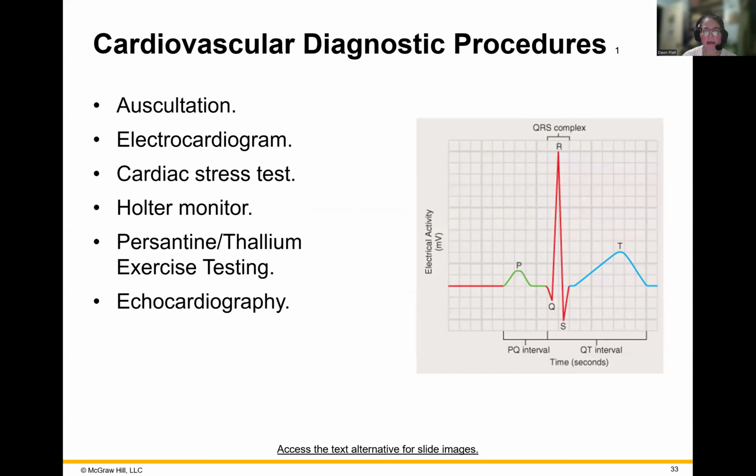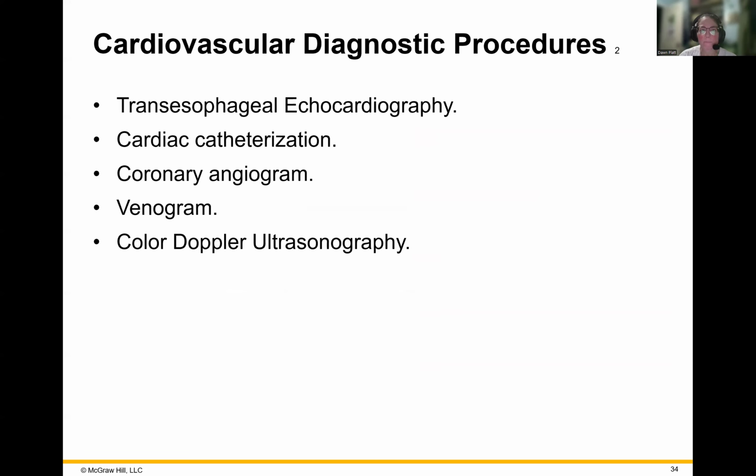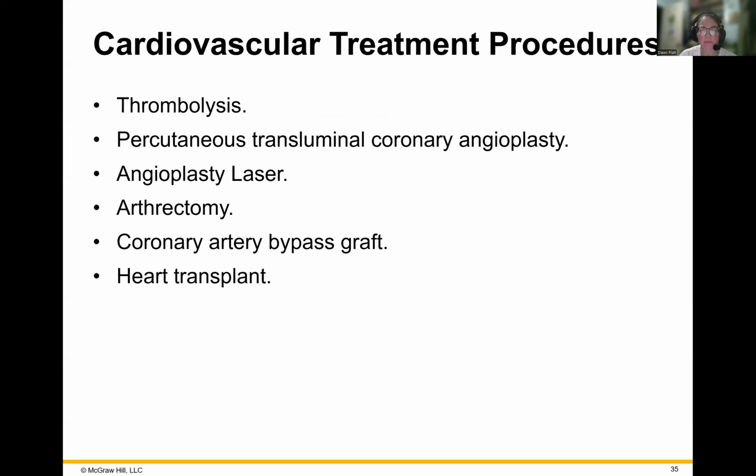Procedures and pharmacology. Here are some diagnostic procedures: auscultation, electrocardiogram, cardiac stress test, Holter monitor, percutaneous thallium exercise testing, echocardiography, transesophageal echocardiography, cardiac catheterization, coronary angiogram, venogram, color Doppler, ultrasonography.